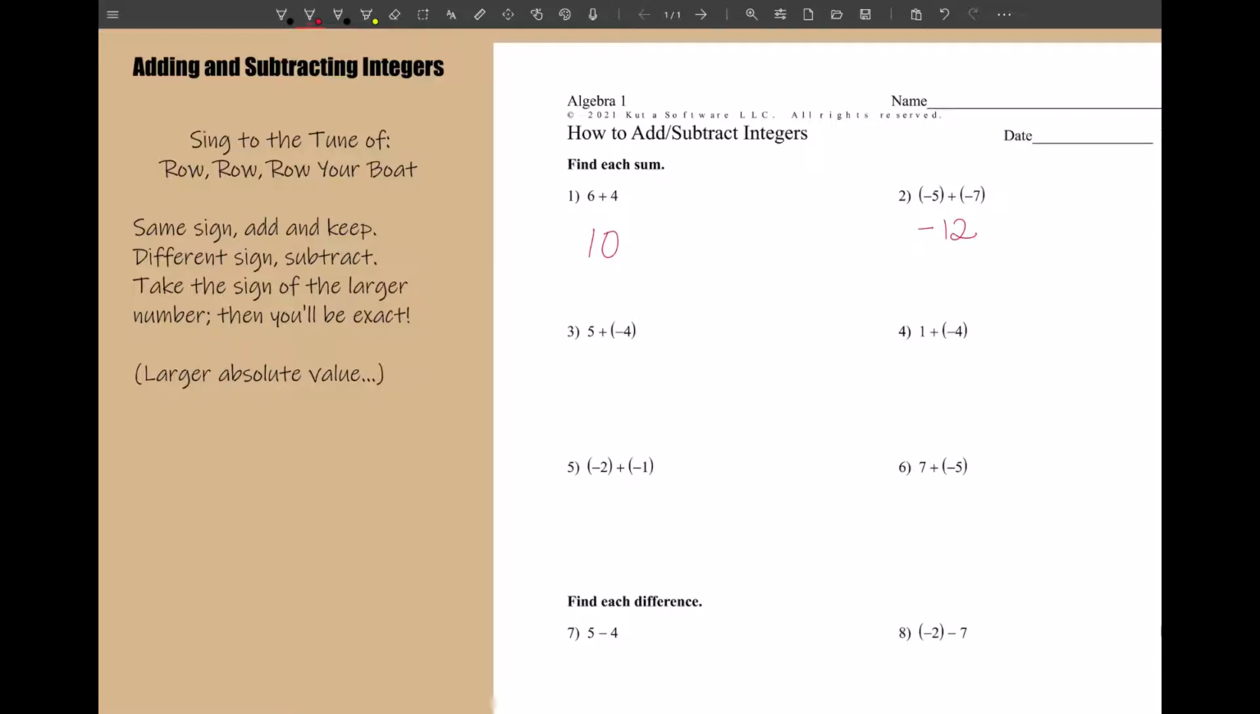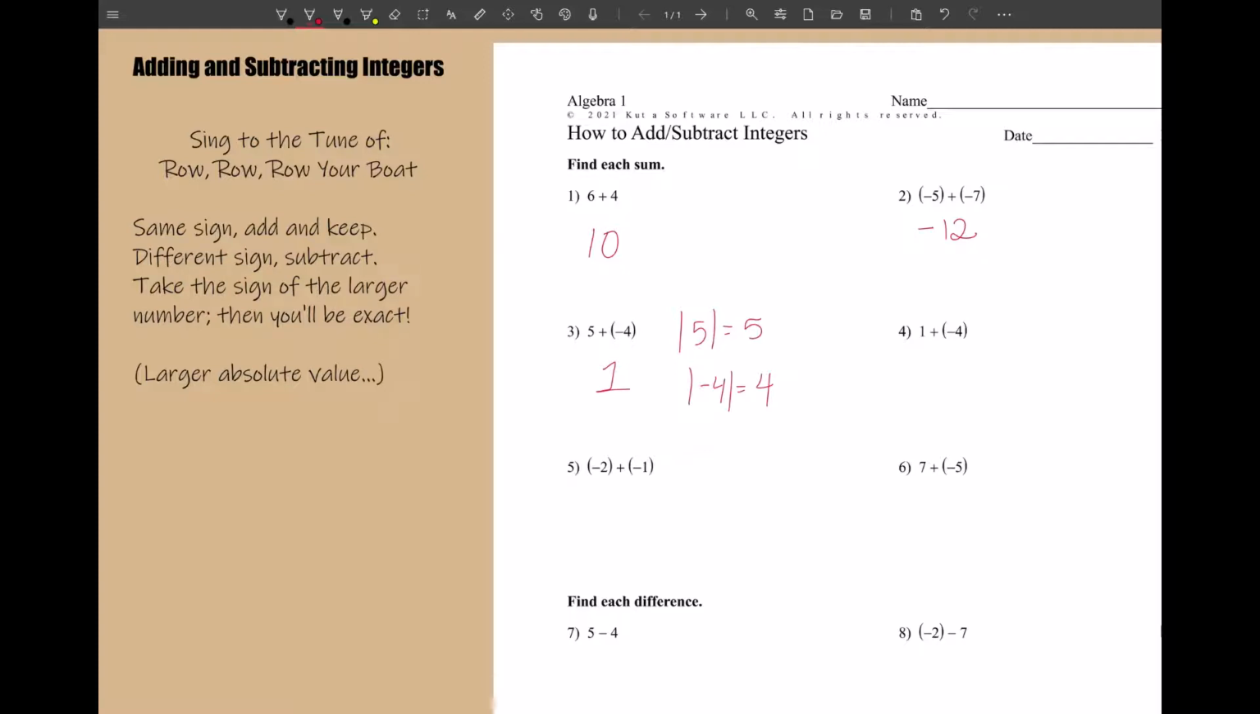Now what happens when they're different? As soon as the signs are different, you have to think of it as a subtraction problem in a sense. So if I do 5 plus -4, it's the same as saying 5 minus 4, which gives me 1. Now you have to establish what sign it will have. Will it be positive or negative? Well, the absolute value of 5 is 5, and the absolute value of -4 is 4. So you take the sign of the 5, which is positive, so it's a positive 1.